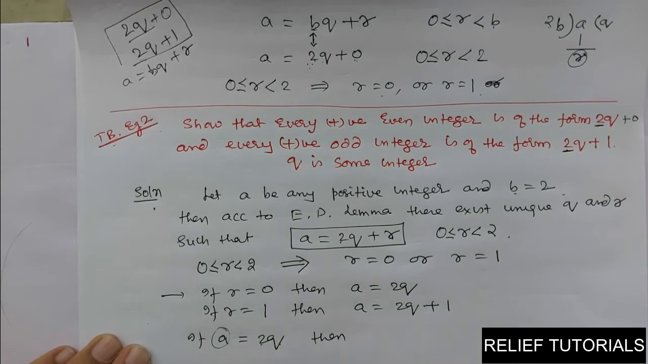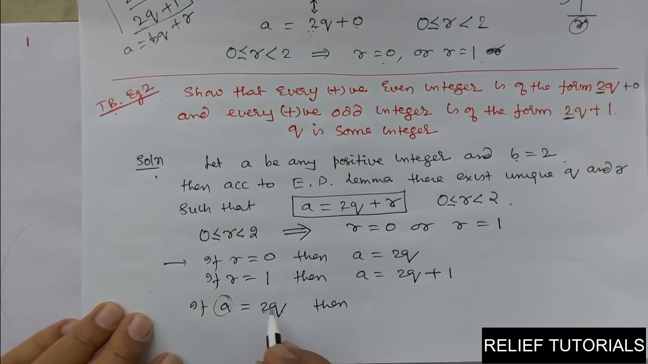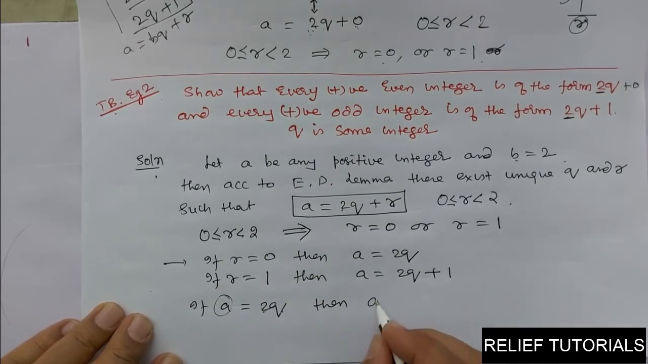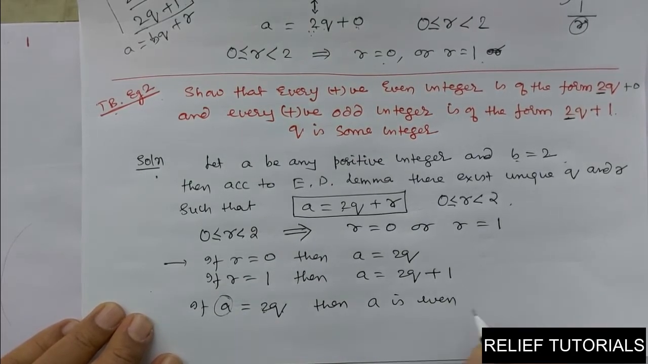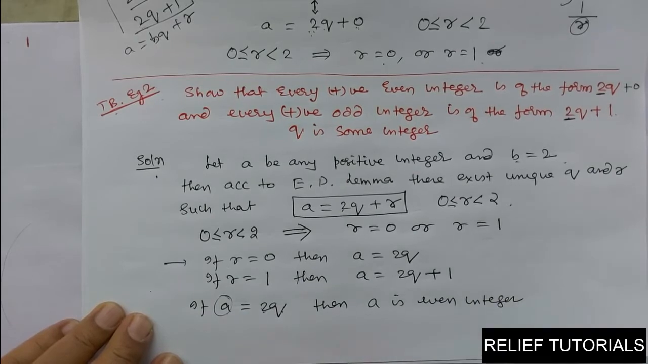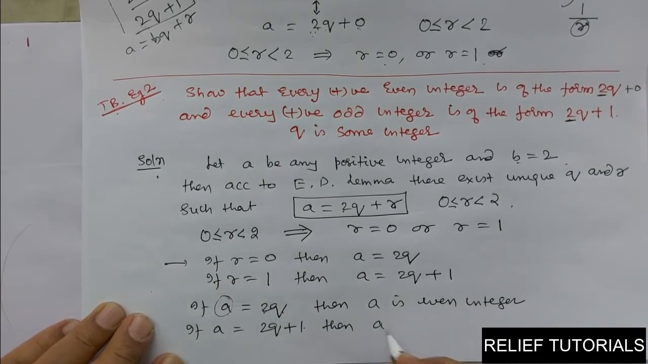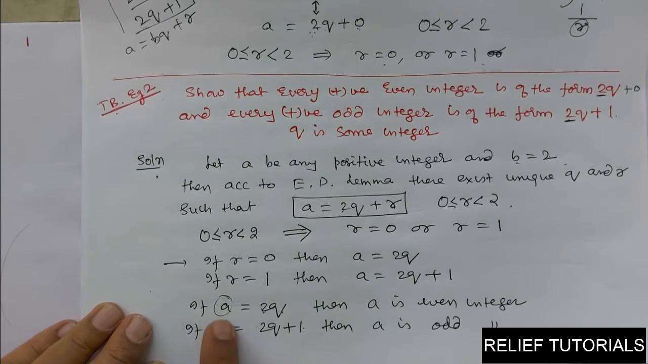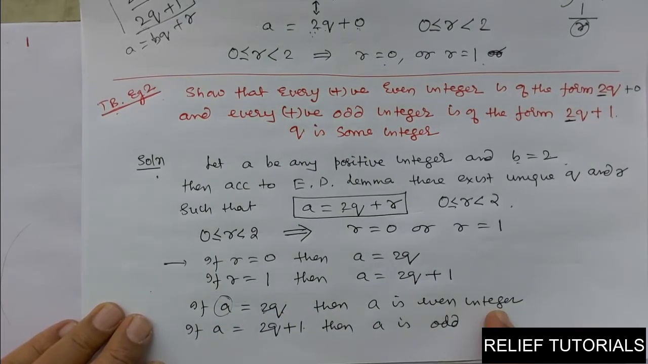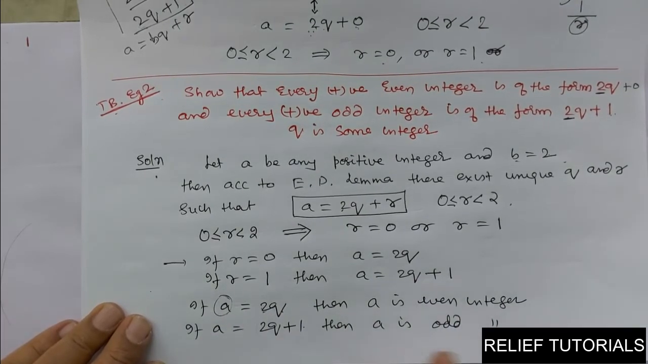Now you know that if a equals 2q, this is an even number. When you multiply any integer with 2, you will get an even number. So if a equals 2q, then a is an even integer. And if a equals 2q plus 1, an even number plus 1 is odd, then a is an odd integer. So we have proved that if a equals 2q, then it is an even integer, and if a equals 2q plus 1, then it is odd.